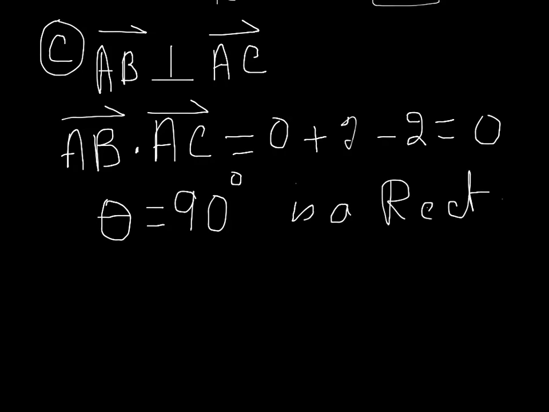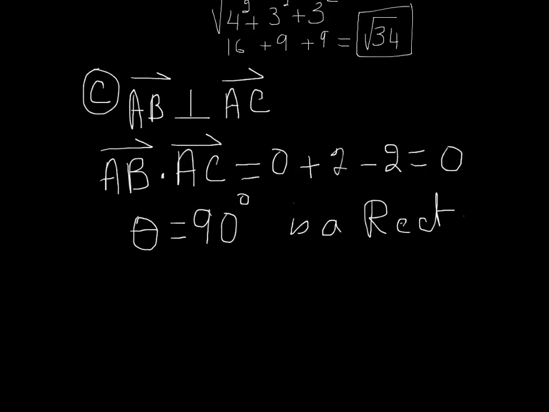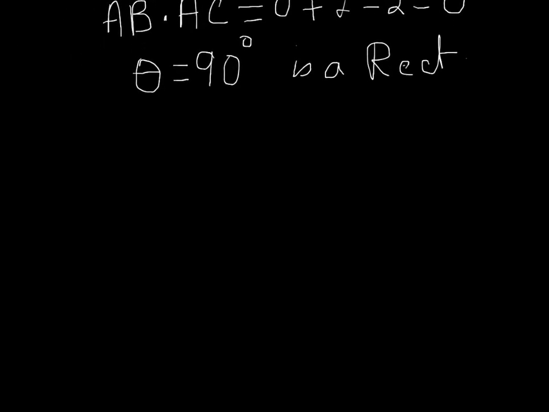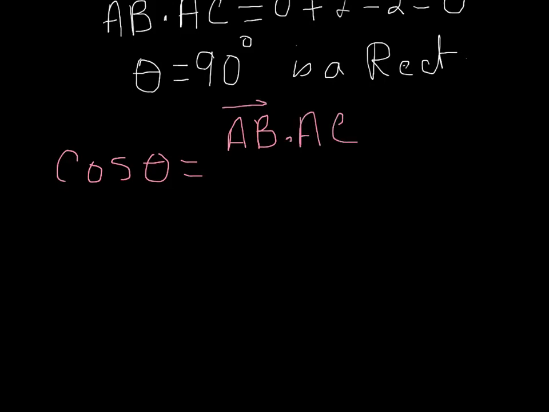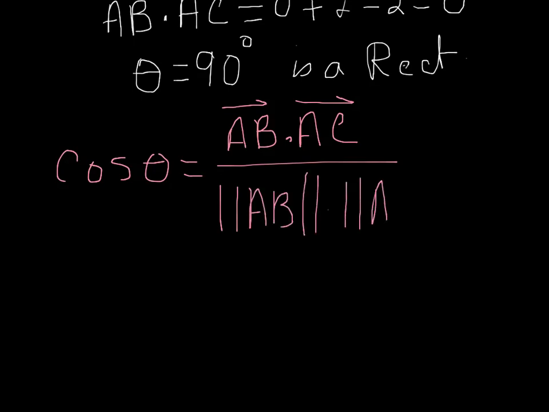Now it says, in the case it's not a rectangle, how would you find the angle between those two vectors? In the case when you don't have a rectangle, to find the angle between the two vectors, you do cosine of theta is equal to AB dot AC, whatever that number happens to be, over the magnitude of AB times the magnitude of AC, and then you do cosine inverse, and that's how you find the angle between the two vectors.